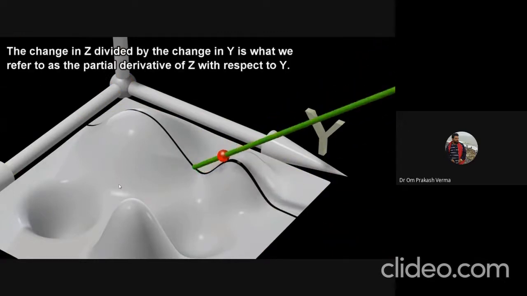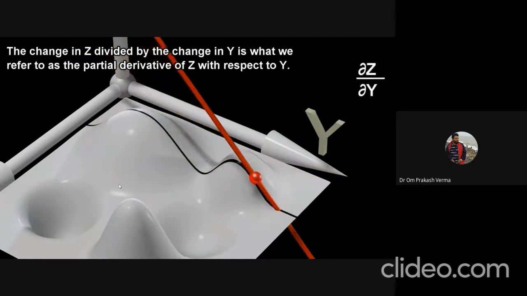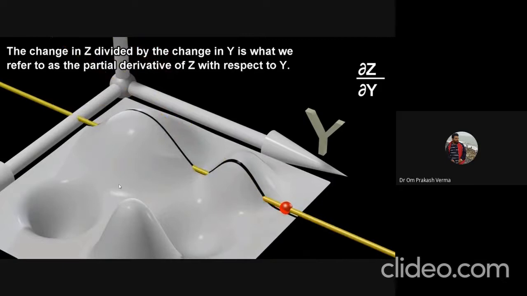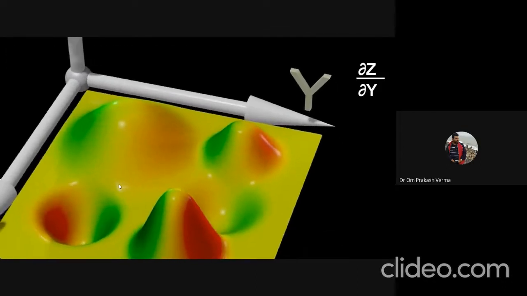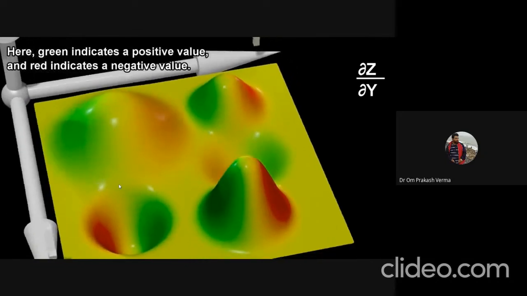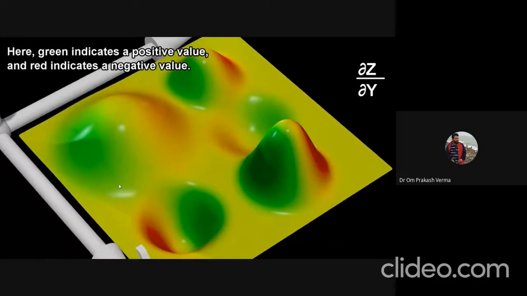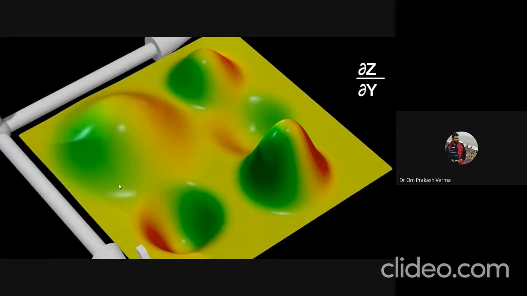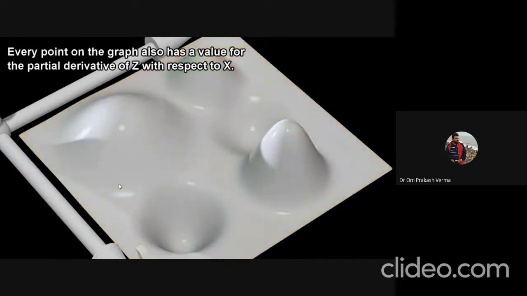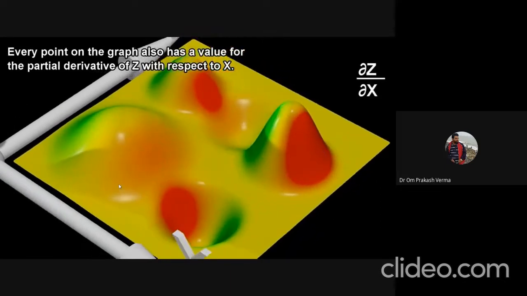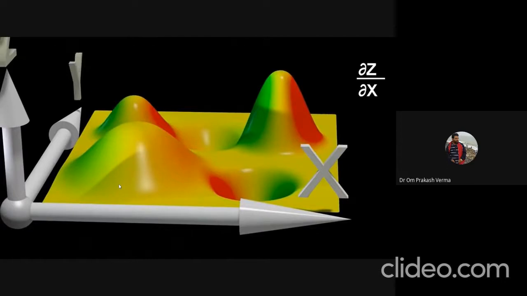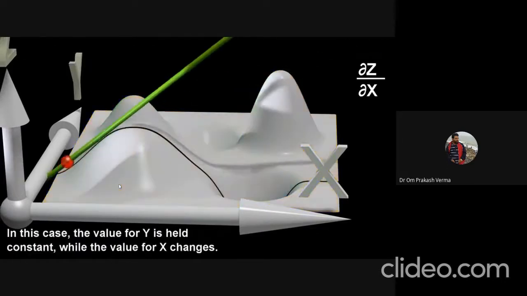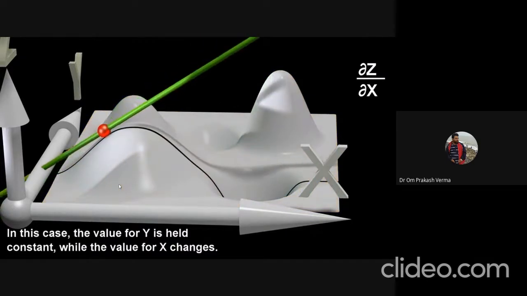The change in z divided by the change in y is what we refer to as the partial derivative of z with respect to y. Every point on the graph has a value for the partial derivative of z with respect to y. Here, green indicates a positive value, and red indicates a negative value. Every point on the graph also has a value for the partial derivative of z with respect to x. In this case, the value for y is held constant, while the value for x changes.